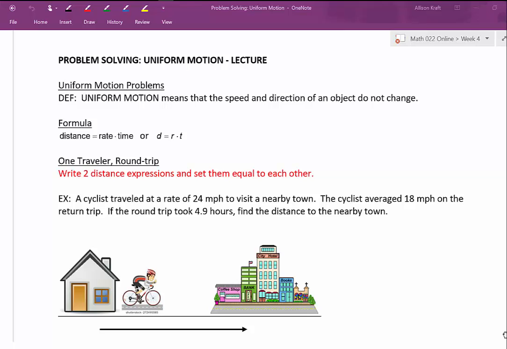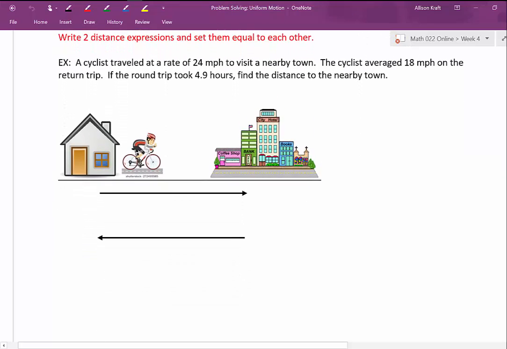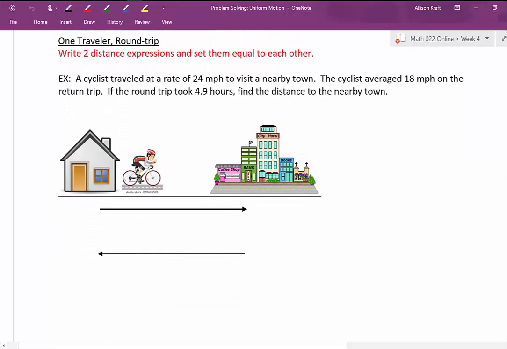A cyclist traveled at a rate of 24 miles per hour to visit a nearby town. The cyclist averaged 18 miles per hour on the return trip. If the round trip took 4.9 hours, find the distance to the nearby town. It's really important to have a good picture so that we can understand what's going on. We know that our first step for problem solving is to understand the question.